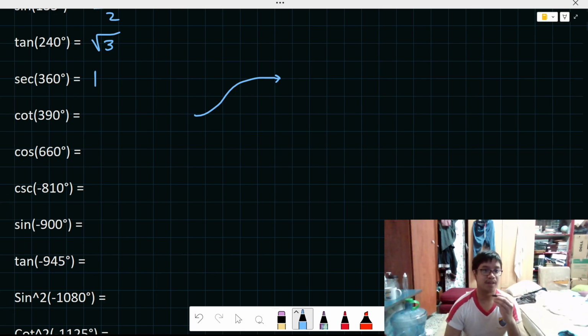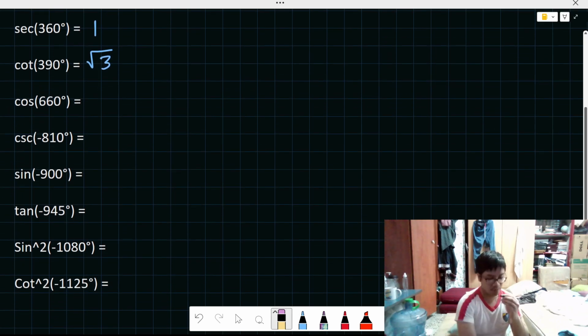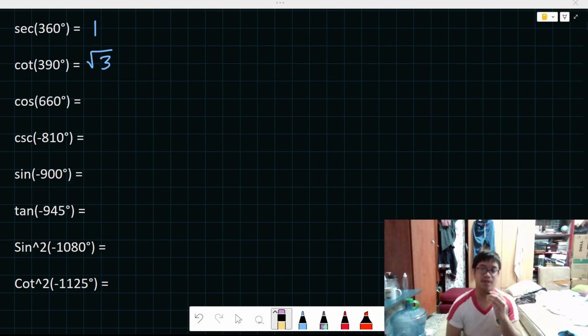Let me just write it here. Square root of 3. There we go. Now, how about cosine of 660 degrees?